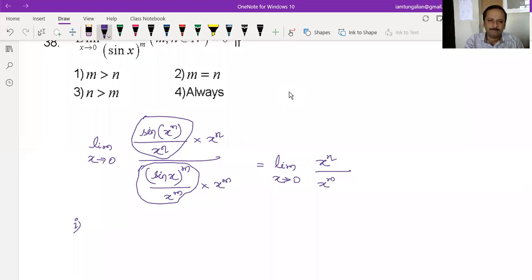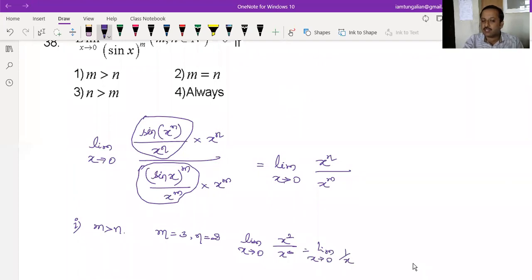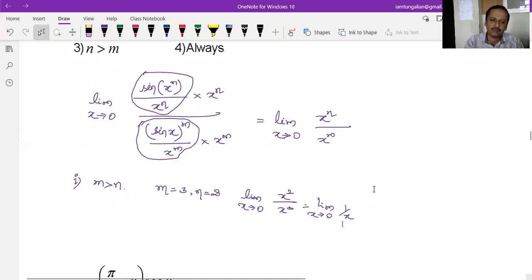First option, m greater than n. So let me take m is equal to 3, n is equal to 2. Limit x tends to 0, we will get x square by x cube, that is equal to limit x tends to 0, 1 by x. This limit does not exist. They have given 0. This is not 0. This will be 1 by 0. So it does not exist. Therefore, first option cannot be the answer.